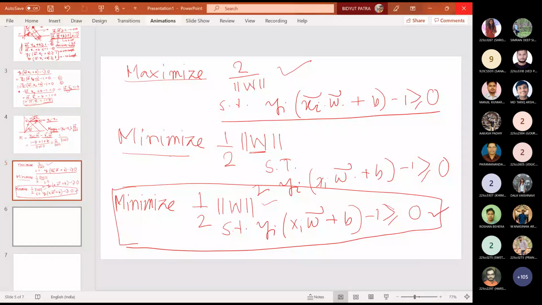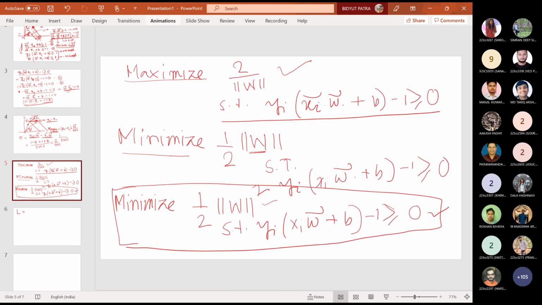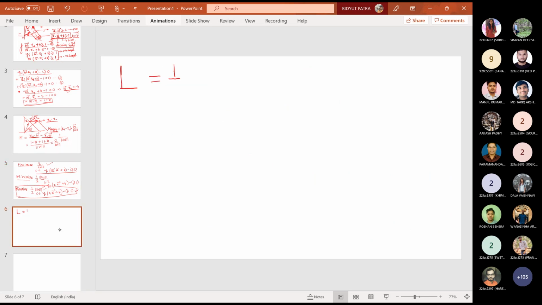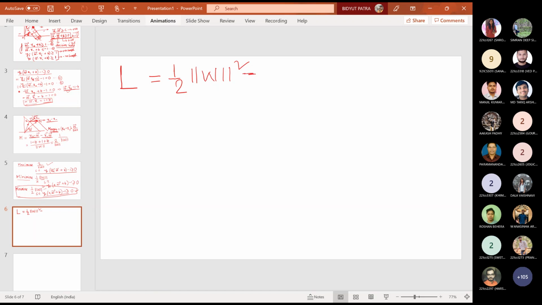Now we have this part. You learn that there is an optimization technique called Lagrangian optimization. So we have to frame the problem as a Lagrangian. We have to write a function L, that is the original function, half of W squared, and then the constraint part, so minus.